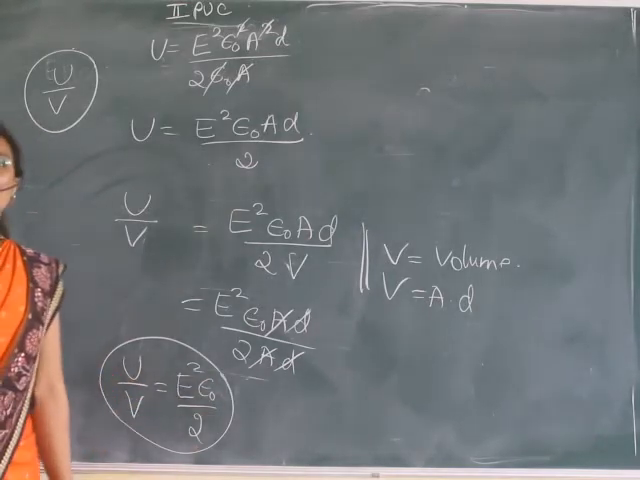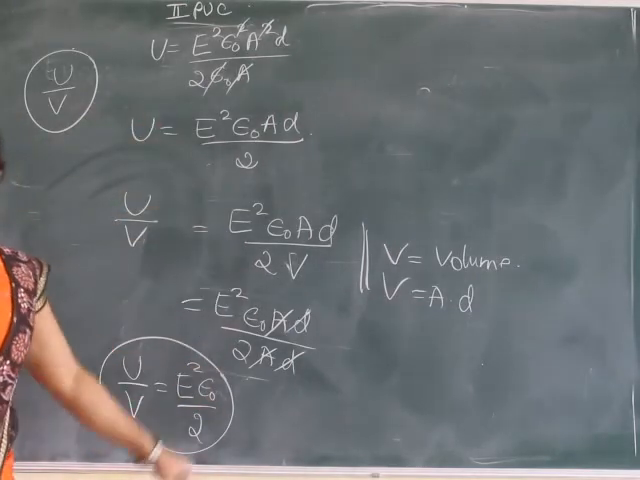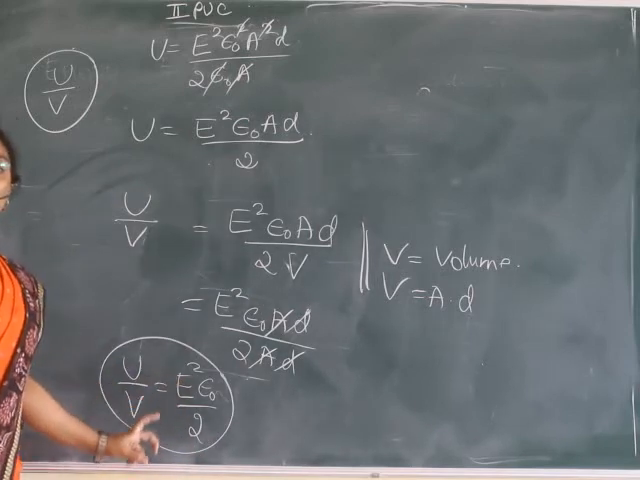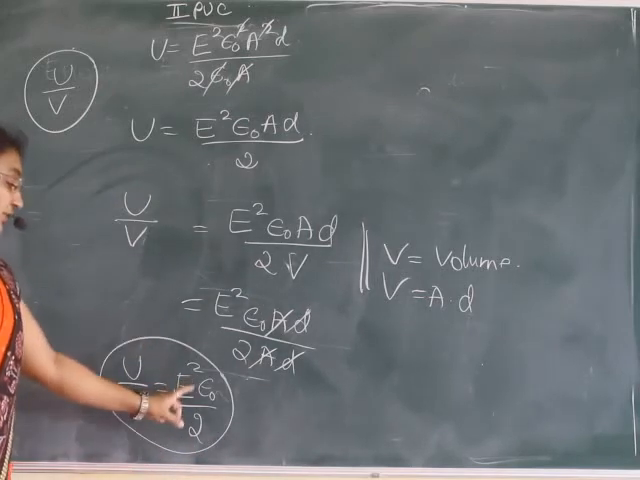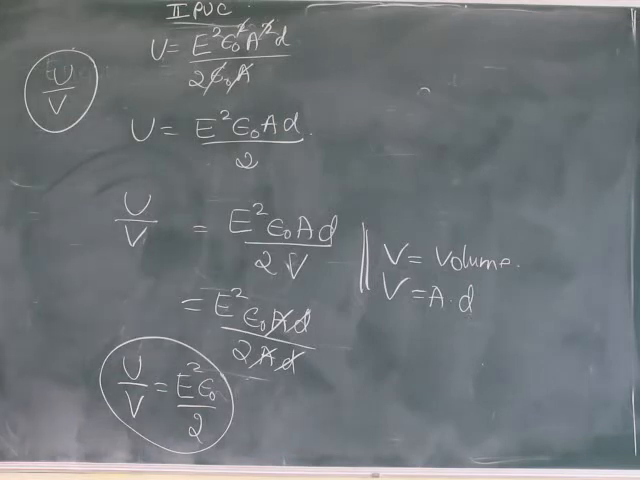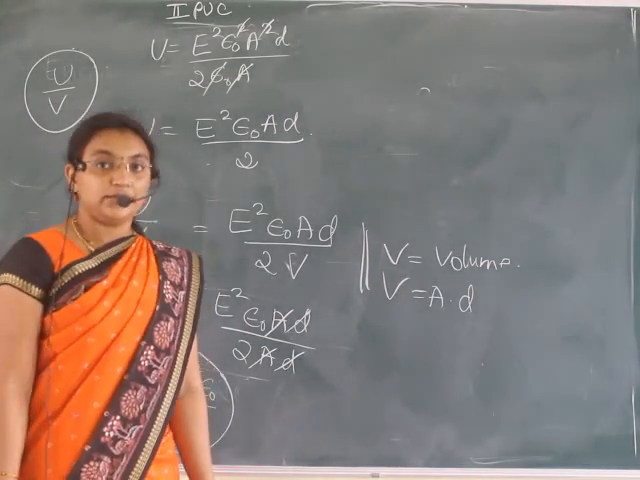Any difficulties? Just keep on substituting, you'll get it. See, this derivation which I have now done is not that important, but you should know the expression for energy stored per unit volume for solving the problems. That is half epsilon naught E square, or epsilon naught E square by 2. Understood? Any doubts? Further, we are going to solve some problems. Okay? Thank you.